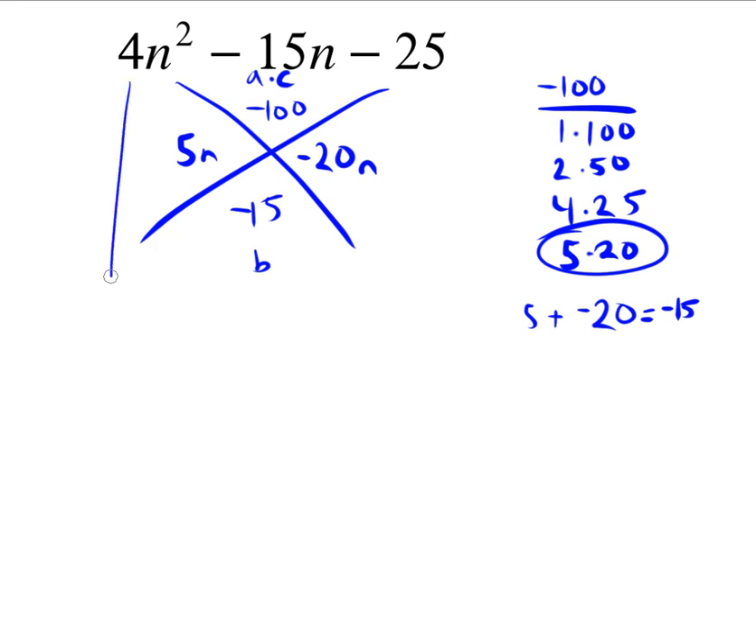I'm going to bring down my 4n squared. I'm going to bring down my 25. So this is 4n squared plus 5n minus 20n minus 25. And this right here, if I factor this out, I end up getting the only thing I can factor out, 4 is my smaller number, right?